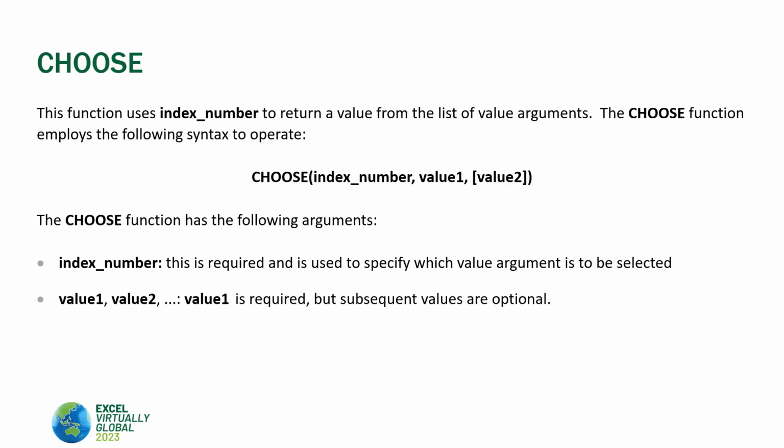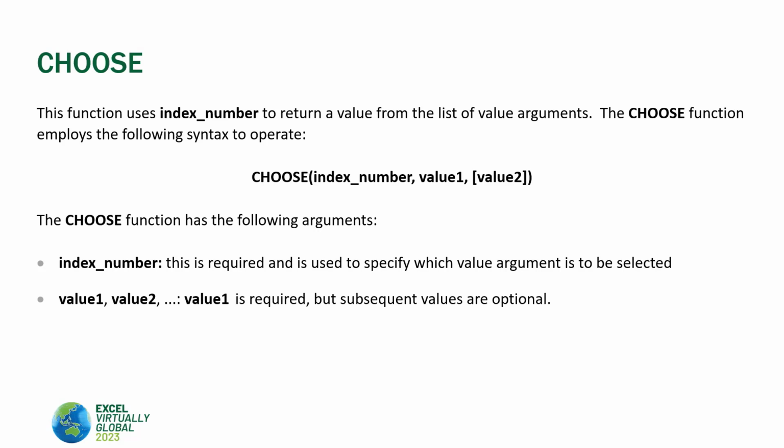Now, this function uses an argument, index number, to return a value from a list of value arguments. The choose function employs the following syntax to operate. We've got choose, and then in brackets, index number, comma, value 1, and then carrying on after that, value 2, etc. Now, the choose function has the following arguments. The index number is required and is used to specify which value argument is to be selected. It must be a number between 1 and 254, or a formula or reference to a cell containing a number between 1 and 254.